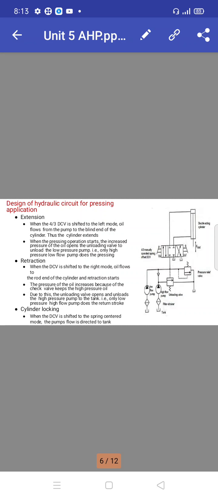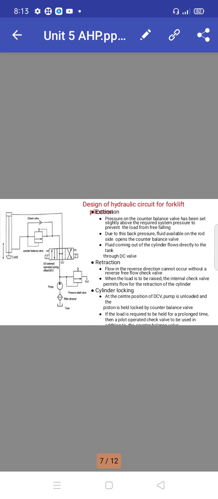Then cylinder locking. When the directional control valve is shifted to the spring centered mode, the pump flow is directed to the tank. So it is transferred to the tank automatically.